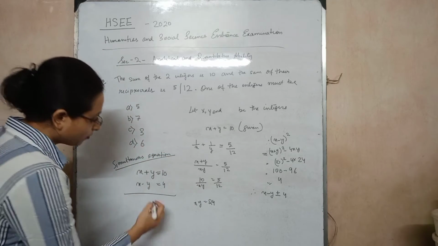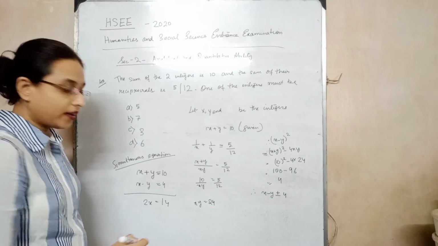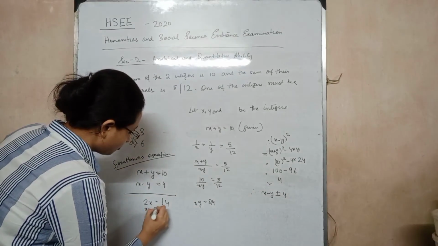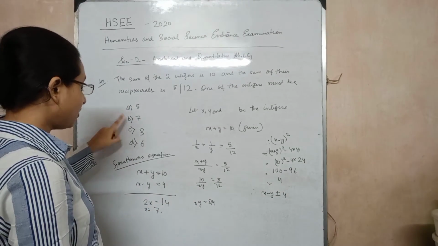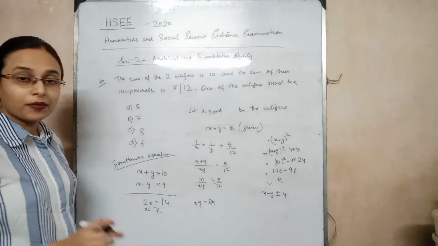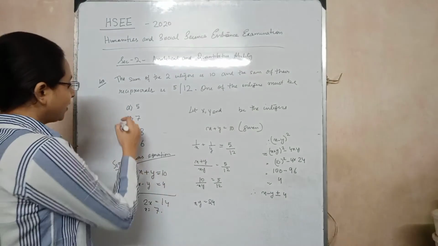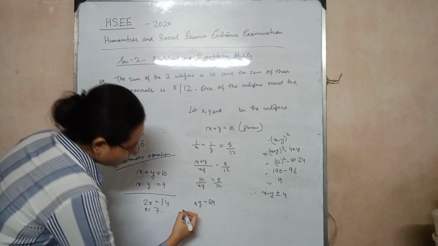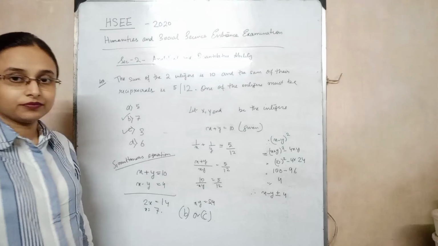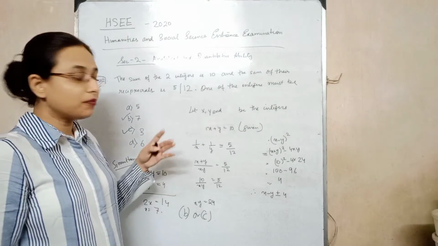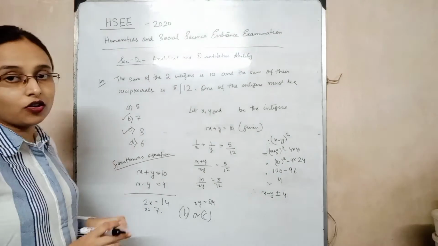So from here we get 2x equals 14. So if 2x equals 14, x equals 7. So the correct option will be 7, or it can also be 3. That is, since we are taking plus minus, it can be any one, that is B or C. The correct option will be B or C. Anyone. Since the options do not give B and C both in any option, we can mark either B or C. Anyone.